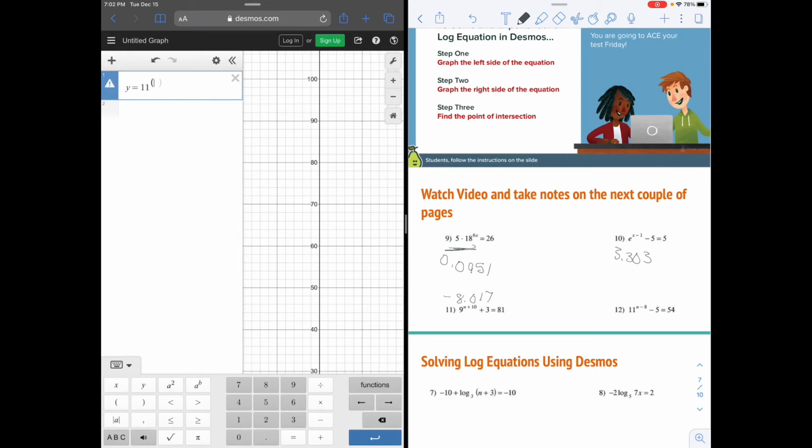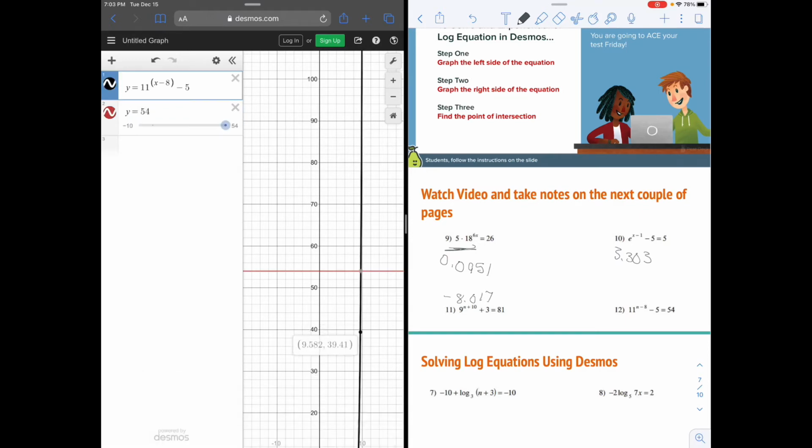Parenthesis x minus 8. You can only use x's and y's on this. Otherwise, it thinks the variable is something you want to change. So you always want to just use x and y. And then we have y equals 54.